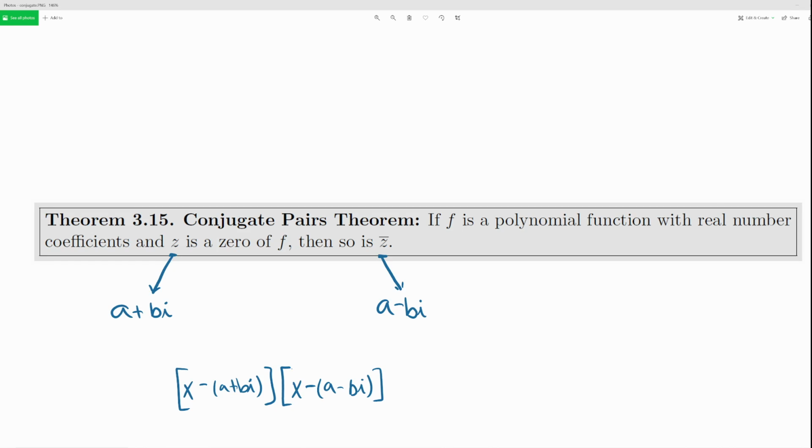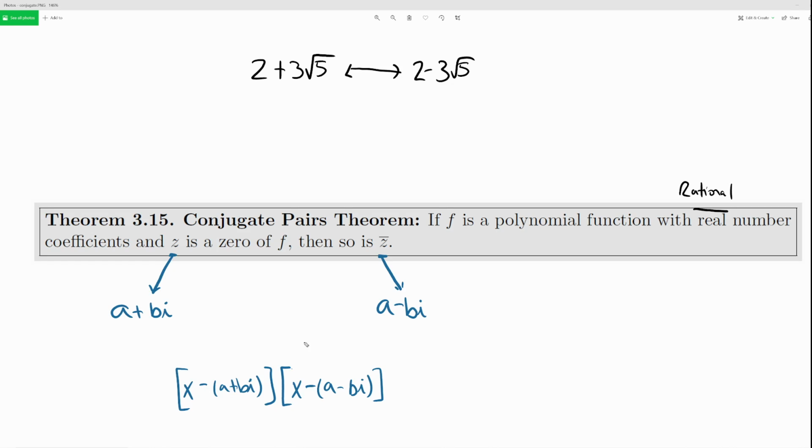Now, there's an alternative version of this theorem, which we also need to know, and it's for if you change the word real to rational. So if all of the coefficients of your polynomial are fractions or whole numbers, there's a version of this theorem that says if you have a number like 2 plus 3 times the square root of 5. Okay, if this number is a 0, then its conjugate, 2 minus 3 square root of 5, is also a 0. And it's for the same reason.